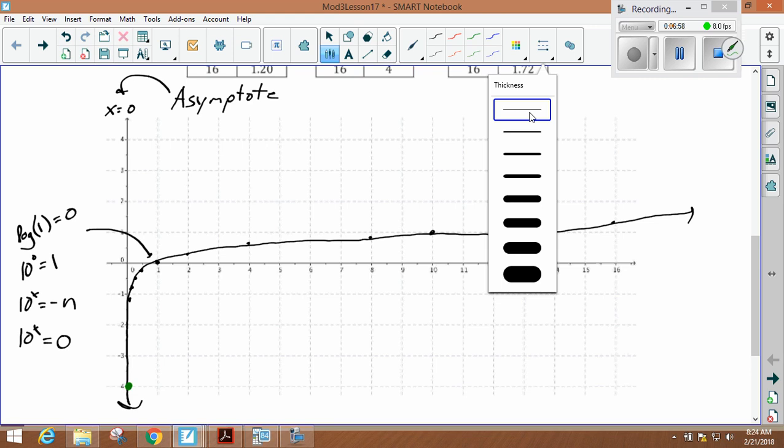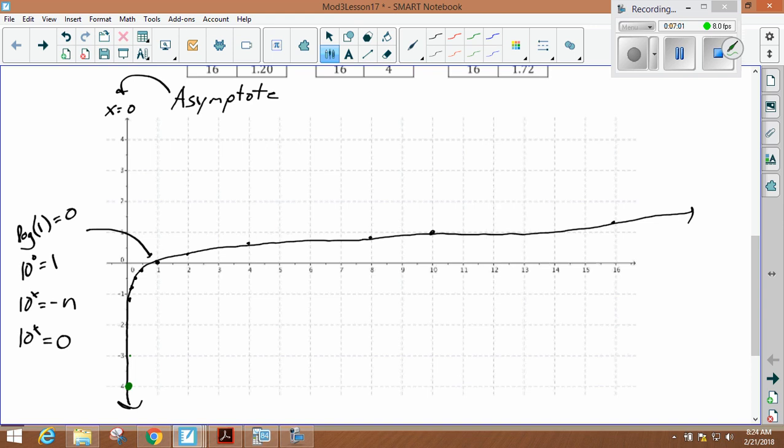At 0.125, we're at -3. At 0.25, we're at -2. So something like that. At 0.5, we are at -1. And at 1, we're at 0. Okay, we'll always go to that point. At 2, we're at 1. At 4, we're at 2.